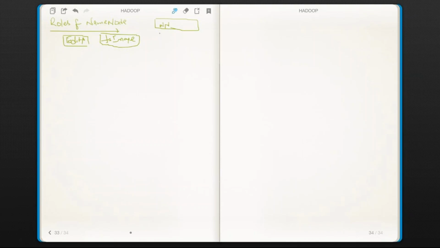Name node will be called NN, data node will be called DN. Okay. So name node, when it restarts, will not have any data. Then what does it do after restarting the machine? In the background, it will start reading your edit log. It will start merging it with fsimage, and it will create a new fsimage.